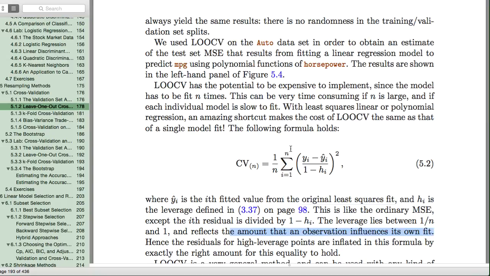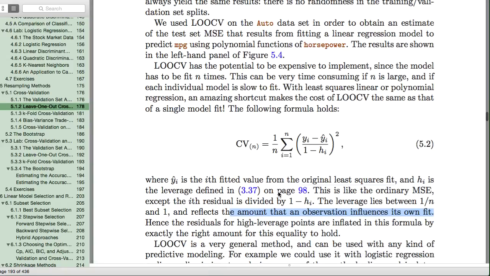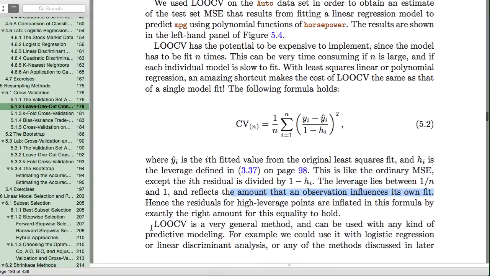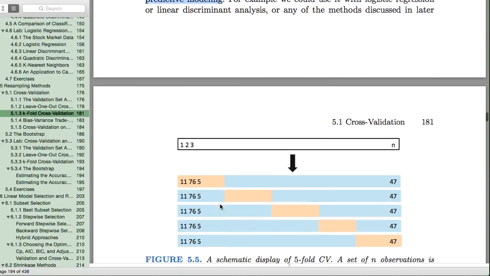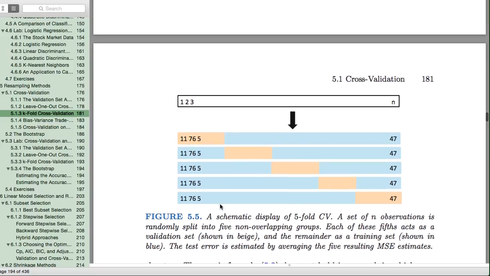Okay, so this indicates something better about cross-validation even for linear regression, but the power of it is certainly that it can be used in all kinds of techniques. It can be used with any kind of predictive modeling. And in those methods, it could be more problematic. Okay, but it's a special case of this.